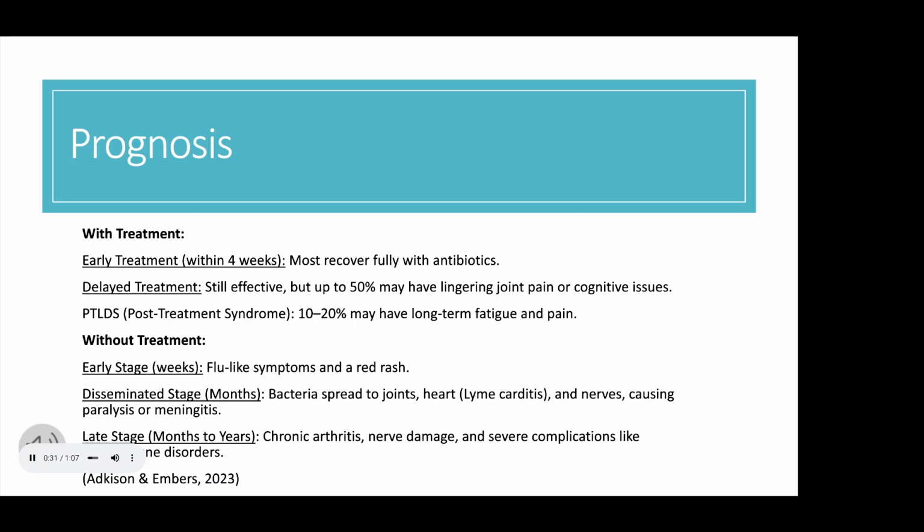And then without treatment, in the early stage, flu-like symptoms and a red rash will appear. In the disseminated stage, which is months later, bacteria spreads to the joints, heart, and nerves, causing paralysis or meningitis. And then in the late stage, which can be months to years after, that's when you develop chronic arthritis, nerve damage, and severe complications like autoimmune disorders.